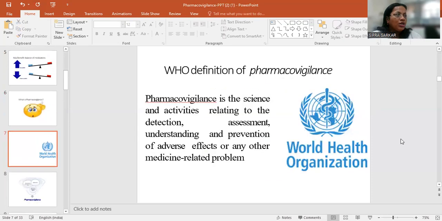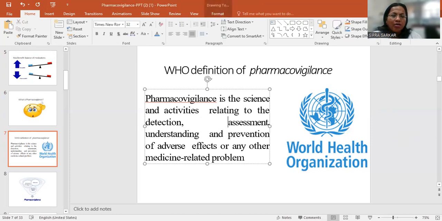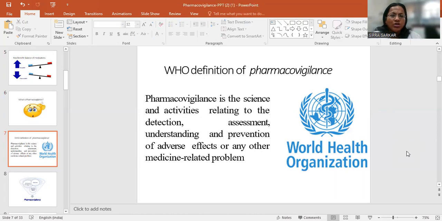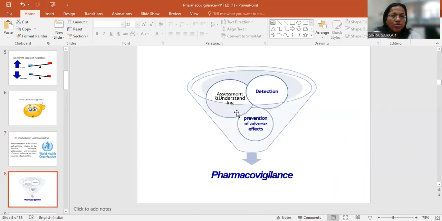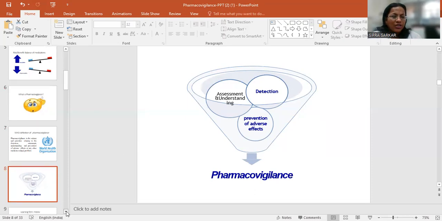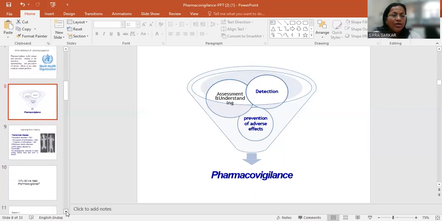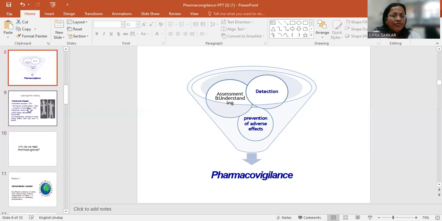According to the WHO definition, pharmacovigilance is the science and activities related to the detection, assessment, understanding, and prevention of adverse effects or any other medicine-related problem. So WHO plays an important role in pharmacovigilance monitoring. First, assessment and understanding of the drugs. Then, if any problem is detected, it has to be analyzed, and then prevention of adverse effects follows. So pharmacovigilance filters all these phenomena toward safety. Whatever data are derived have to be calculated and analyzed for the safety margin.